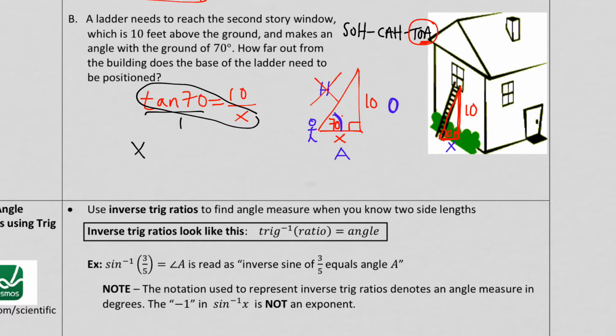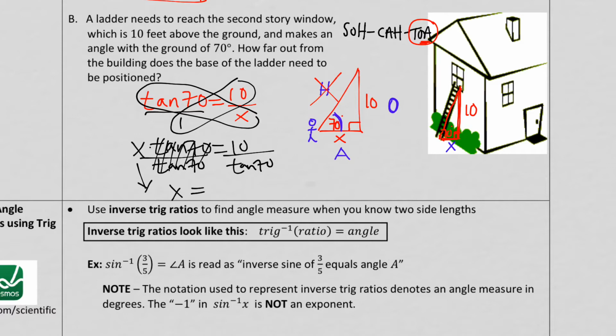So then I get x times tangent of 70 equals 1 times 10, which is just 10. And to solve this equation, I can divide both sides by tangent of 70. So this cancels here on the left, and I end up with x equals 10 over tangent of 70. And again, at this part of the problem, this is the job of the calculator. So you're going to press 10 divided by tangent of 70, and you'll get that it's approximately 3.64 feet.